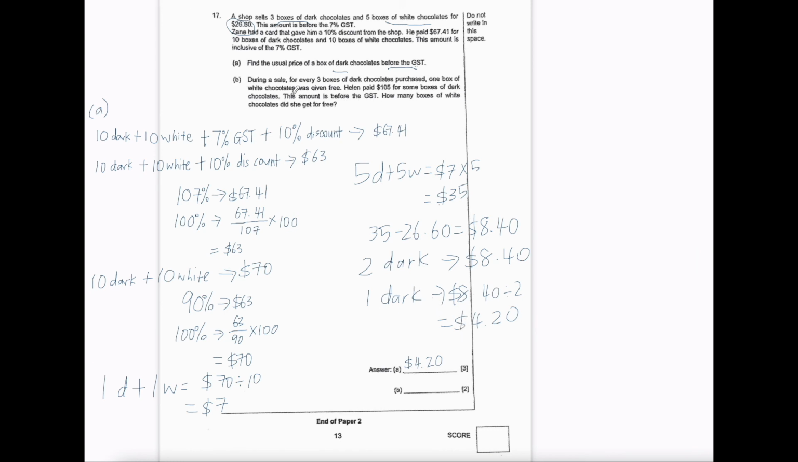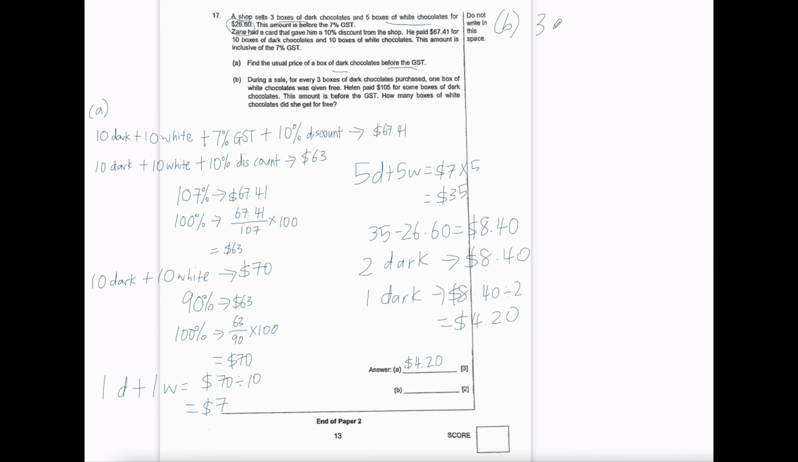Okay, during a sale, for every 3 boxes of dark chocolates purchased, 1 box of white chocolates was given free. Helen paid this amount for some dark chocolates. This amount is before the GST. How many boxes of white chocolates did she get for free? So since this is before GST, we will also deal with the prices of chocolates before GST. So for part B, I'll do it here.